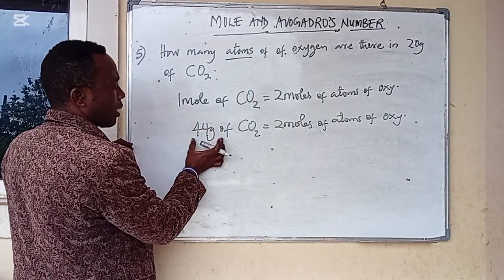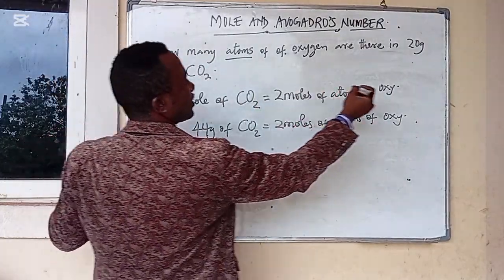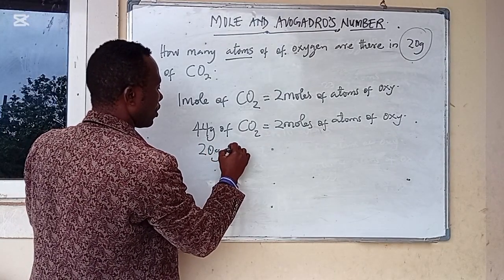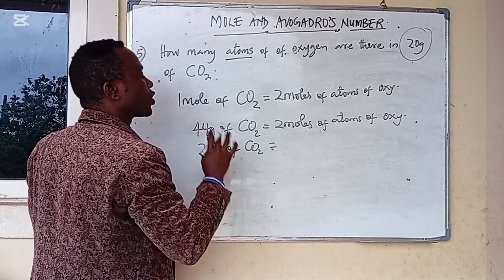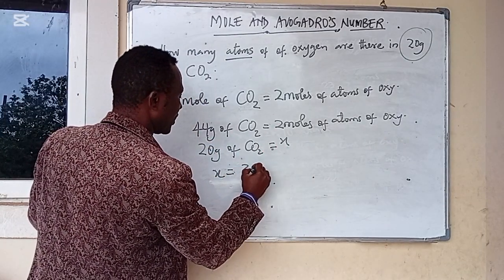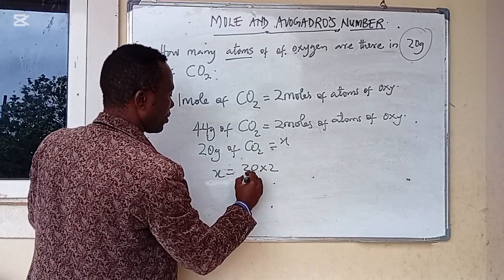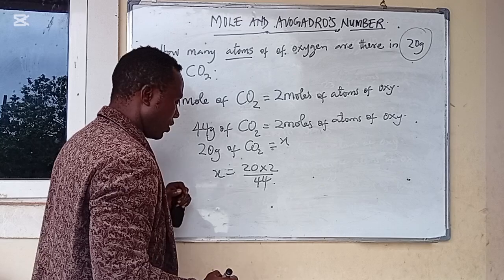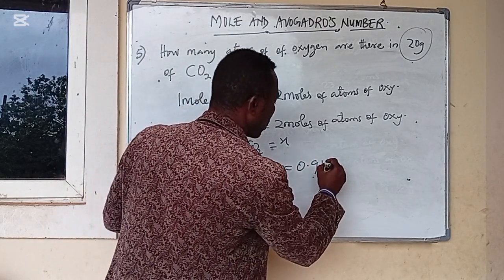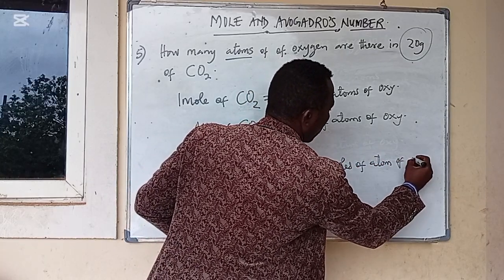So if 44 grams of carbon dioxide contains 2 moles of atoms of oxygen, the mass they gave us for the equation, which is 20 grams of CO2, how many moles of atom will it contain? Take it to be x. So x becomes 20 multiplied by 2 divided by 44. When you divide, you will get 0.91 moles of atom of oxygen.